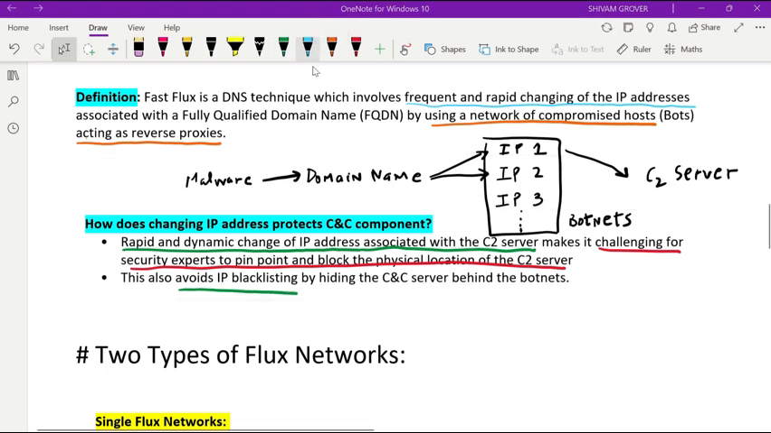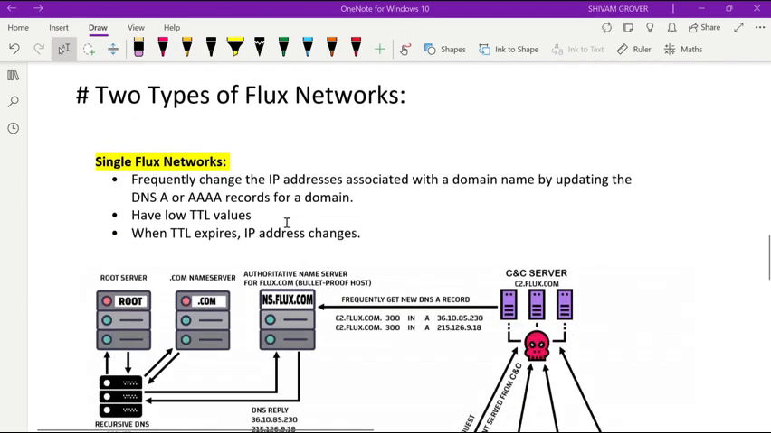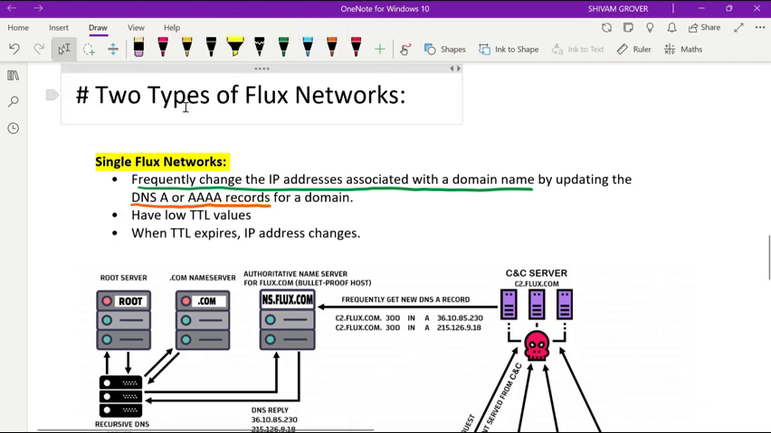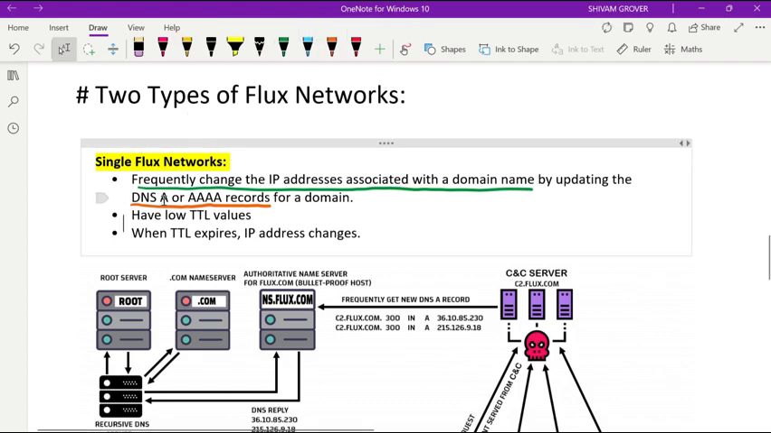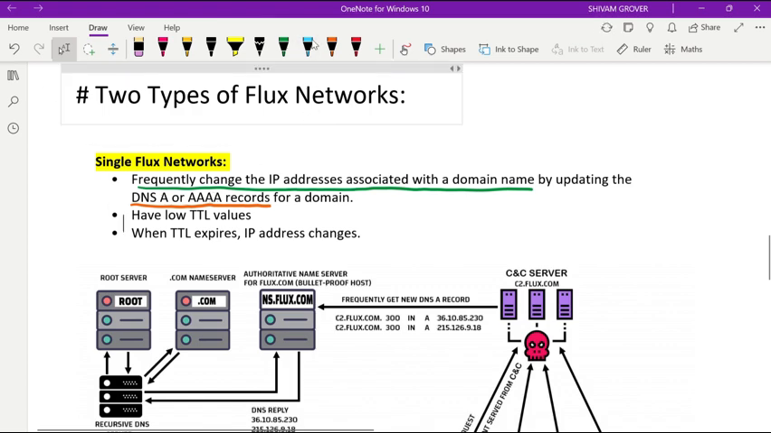the botnets. Now let's talk about two types of flux networks. First, single flux networks. In single flux networks, we frequently change IP addresses associated with the domain name. And how do we change the IP addresses? We change these by updating DNS A or DNS AAAA records for the domain. These DNS A records are responsible for mapping a given domain name to an IPv4 address, and AAAA records are responsible for mapping a domain name to IPv6 addresses.